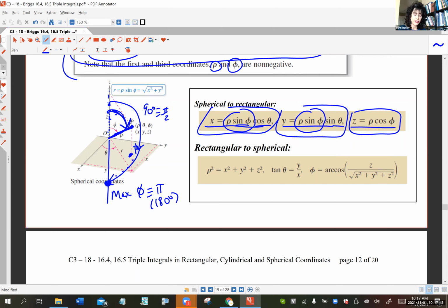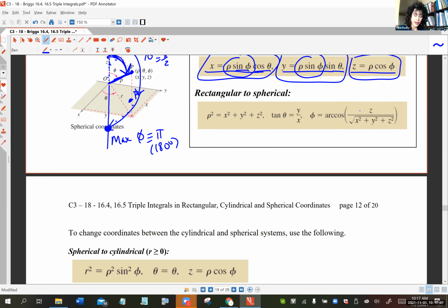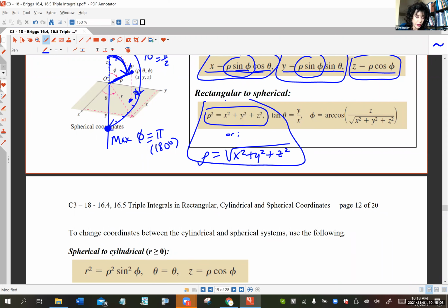Now, if you want to switch from rectangular to spherical, and you already know your x, y, and z, then rho squared is equal to x squared plus y squared plus z squared, which is equivalent essentially to rho being the same as the square root of x squared plus y squared plus z squared. So if I were you, I would know both of these.